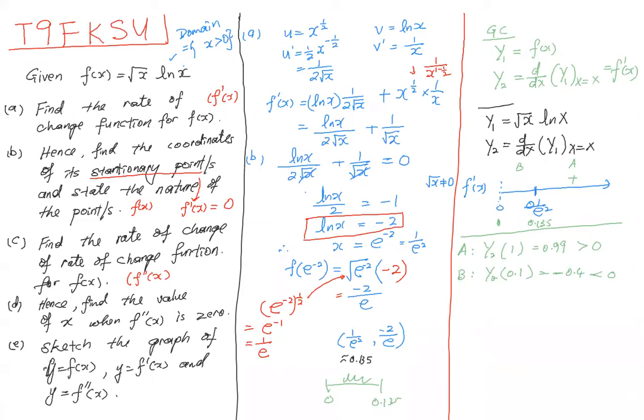Okay, so from here, I make the conclusion. All right. 1 over e squared, comma, negative 2 over e is the local what? Local minimum. Okay, local minimum point for y equal to f x. So that means this is the x-intercept for the graph y equal to f prime x.